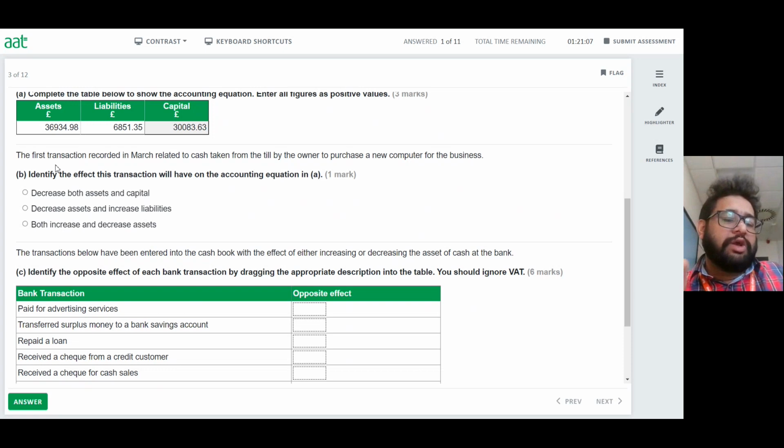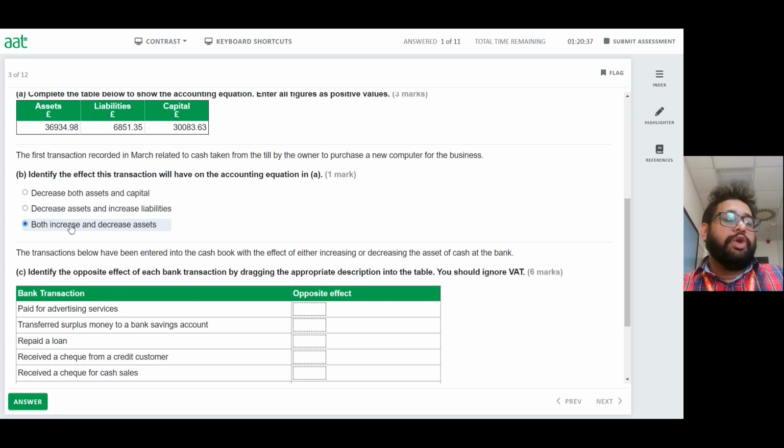Is my assets going to be affected? Yes. A couple of assets are affected there. The computer is gained and your cash is decreased. Your liabilities are not affected because we bought that for cash. Therefore, there's no liability incurred here, and also capital is not going to be changed. So here, "both decrease assets and capital" is wrong. "Decrease assets and increase liability" is also wrong. "Both increase and decrease assets" is the right one.